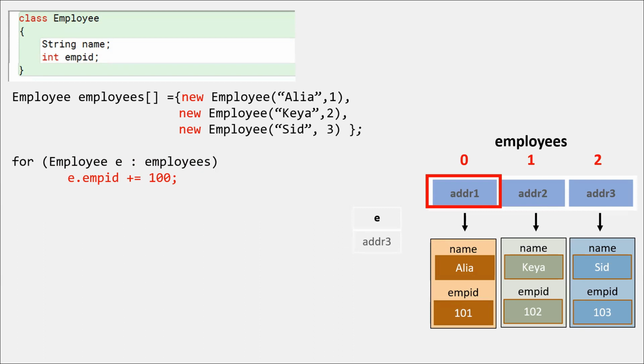Okay, so I hope that is clear that an enhanced for loop will modify the array elements only if they are of a reference data type. But if they are of primitive data type, then those array elements will not get modified. So that's it for now, and happy learning.